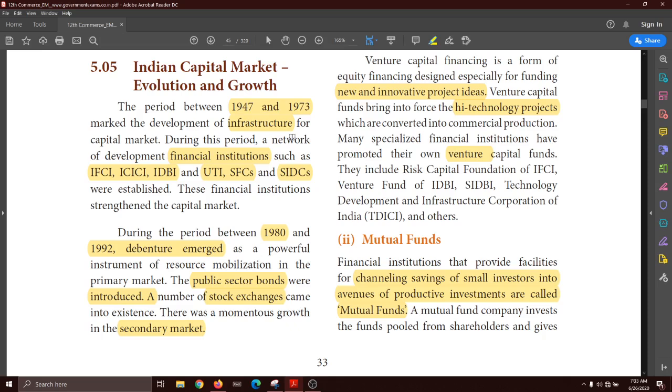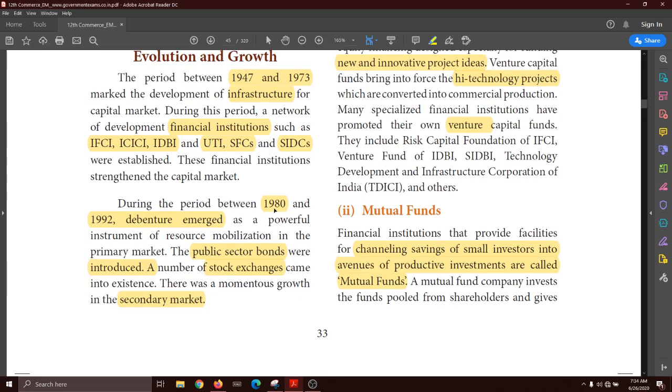So during this period, we saw the development of financial institutions like Industrial Finance Corporation of India, Industrial Credit and Investment Corporation of India, Industrial Development Bank of India, Unit Trust of India, State Finance Corporation, and so on. Now, all these financial institutions strengthened the capital market. So between the period 47 and 73, a number of financial institutions came up.